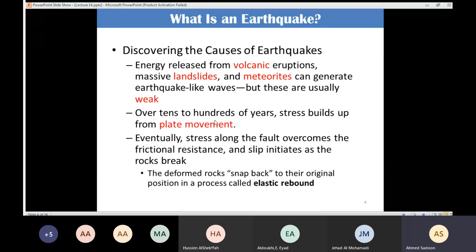Over tens to hundreds of years, stress builds up from the plate movement. We already discussed the plate movement. We discussed the convergent, the divergent, and the transform. As a result of that movement, the stress will build up over time. And eventually, stress along the fault overcomes the frictional resistance. So here, the plates are going to move.